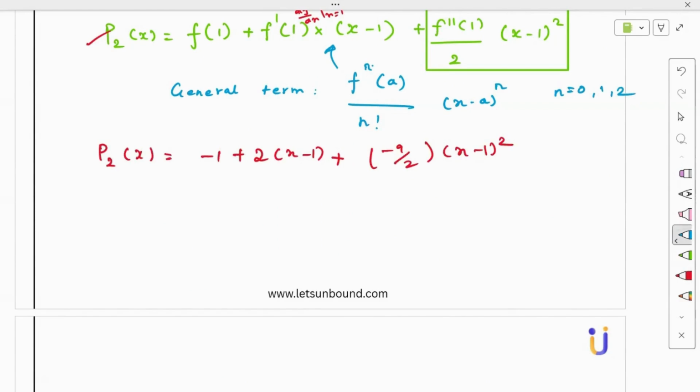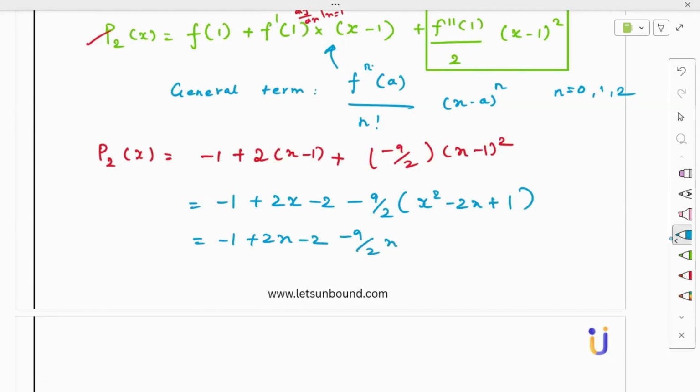And you can further simplify, make it look like an exact polynomial. That will be the best, I would say. So minus 1, 2x minus 2. Then minus 9 by 2, expand (x minus 1) the whole square, x square minus 2x plus 1. And minus 1 plus 2x minus 2 minus 9 by 2 x square plus 9x, and plus 9 by 2 times 2, it's just 9x, minus 9 by 2.